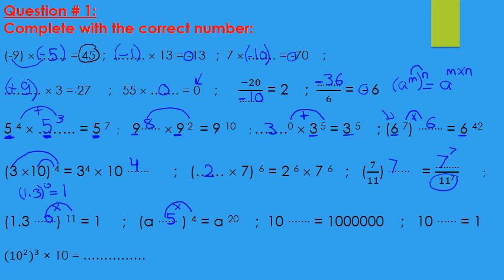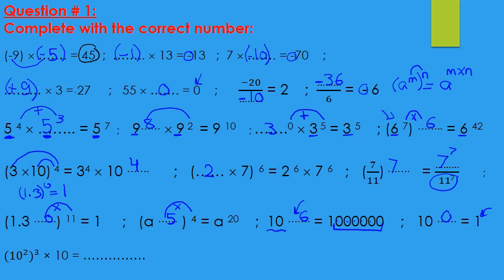Now here we have a power of base 10, so the exponent will show us how many zeros we have near 1. 1, 2, 3, 4, 5, 6, so 10 to the power 6. Now 10 to the power what equals 1? Because we have 1 with no zeros, the exponent should be 0.